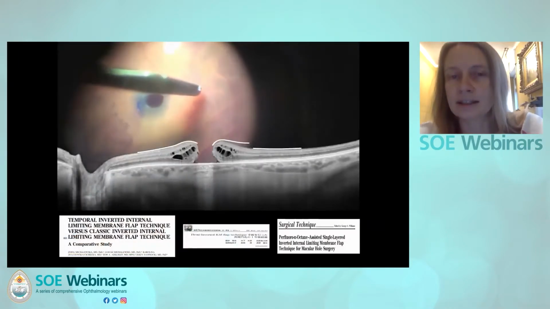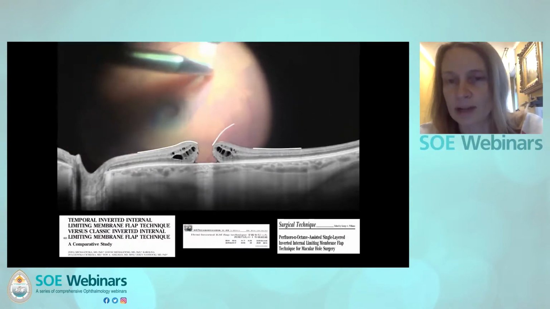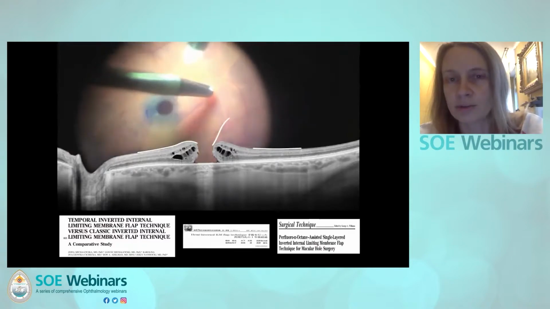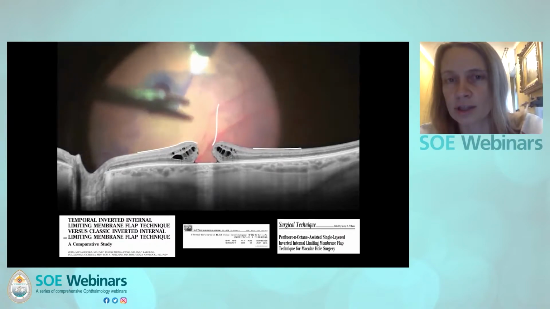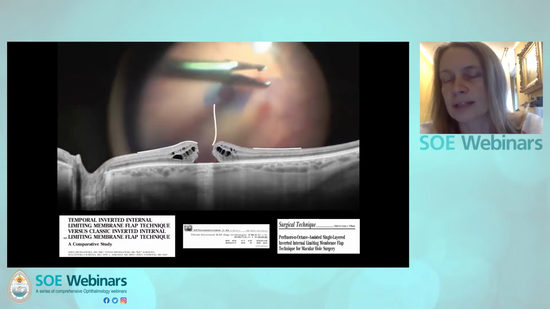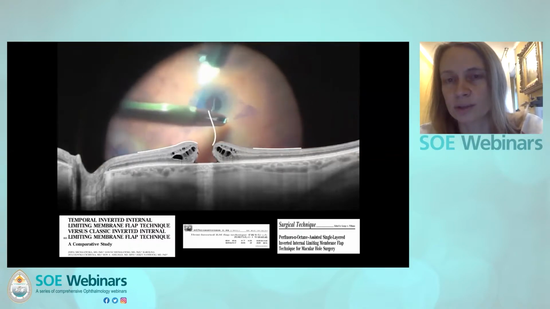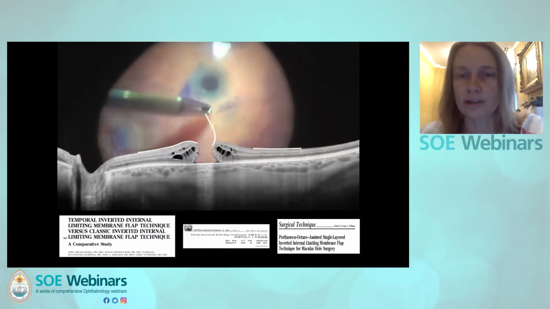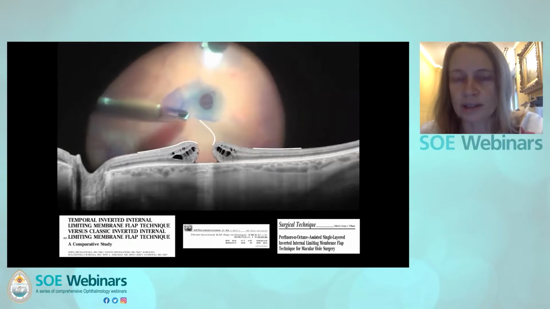My standard technique in all cases of macular holes, and I will focus in this presentation on atypical ones, is always the temporal inverted ILM flap technique. It's a modification of the original one. After staining with membrane blue, as you can see, I peel the ILM only from the temporal side of the fovea, and then cover gently the full thickness macular hole.